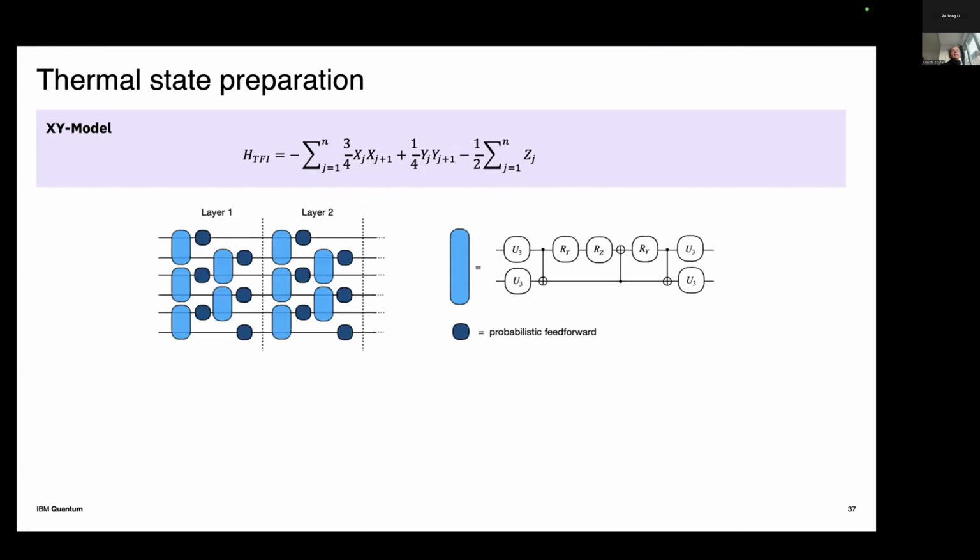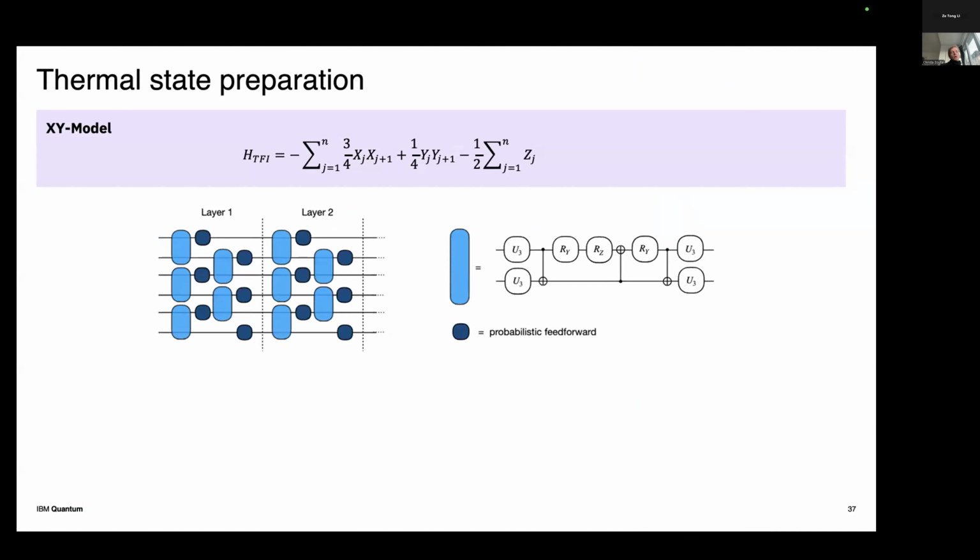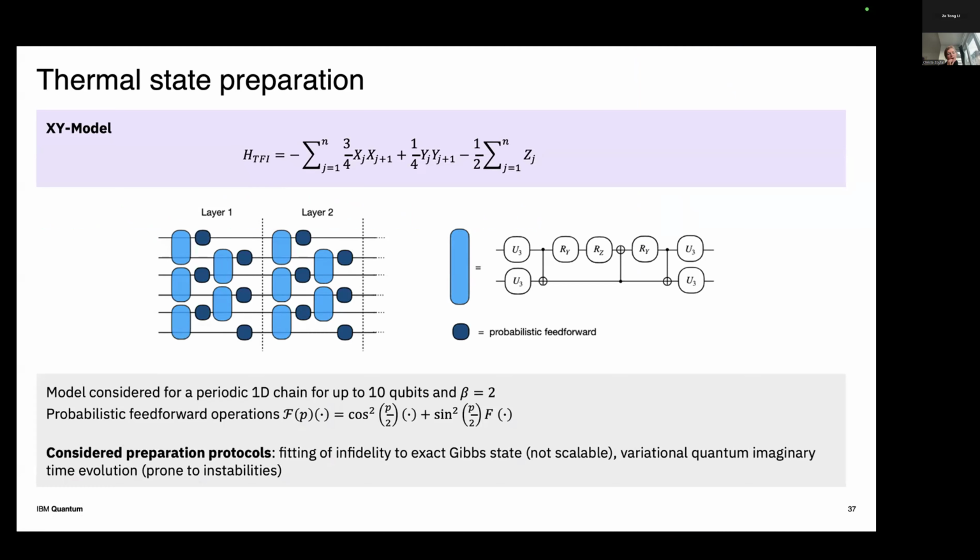Good. Now let's have a look at some numerical simulation results for Gibbs states. Here we prepared a state for an XY model with the circuit construction as you've seen before. We have our blue probabilistic feed-forwards and then a set of single and two qubit gates, which are also parameterized in between to train. Again, full disclosure, the model that I'm showing you here is a very simple one, also quite small, still on a 1D chain for 10 qubits with an inverse temperature of 2.